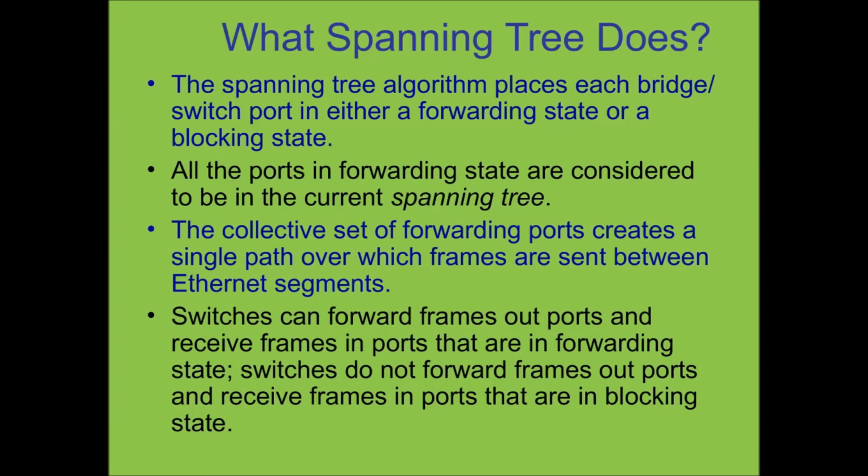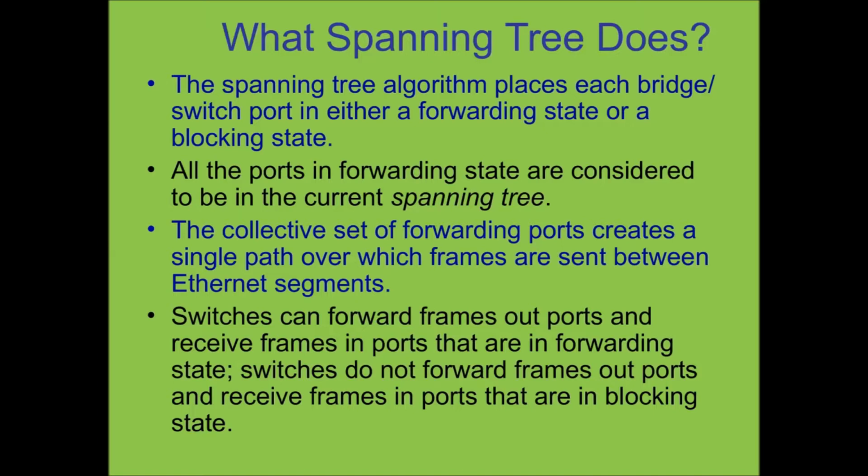What does Spanning Tree do? The Spanning Tree algorithm places each bridge/switch port in either a forwarding state or a blocking state. We have discussed in detail regarding bridge and switch operations in our previous lectures. So every switch as well as every bridge contains different ports. These ports are incoming ports and outgoing ports. So likewise over here, Spanning Tree Protocol is used to block some ports and to forward on some ports. Because when there is a loop, to control the looping condition, STP is used to implement this concept.